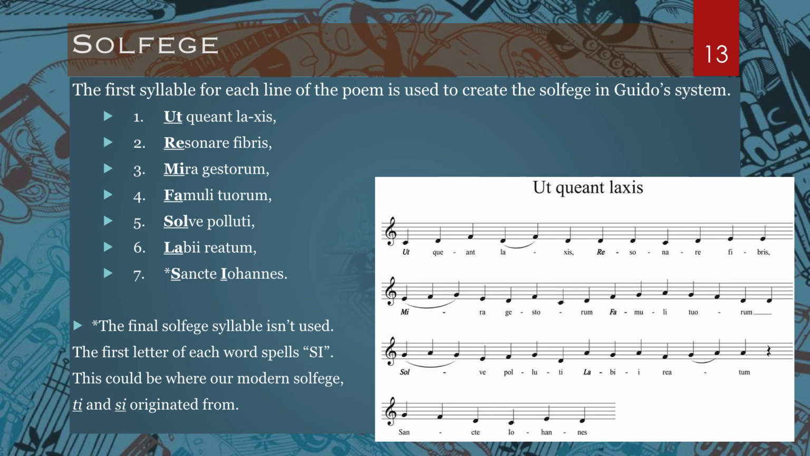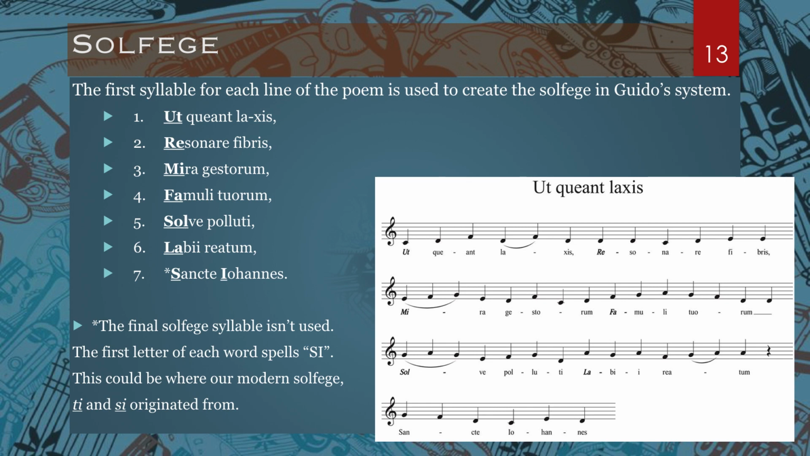And this just kind of gives you an idea of where solfege came from. So it's not completely randomly selected syllables. And this note down here, it says the final solfege syllable isn't used. The first letter of each word spells SI. This could be where a modern solfege, ti and si, originated from.